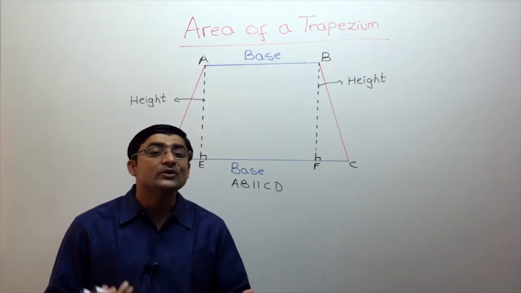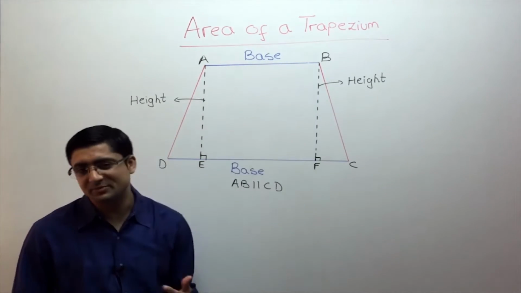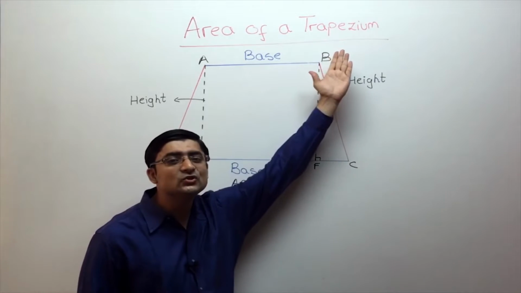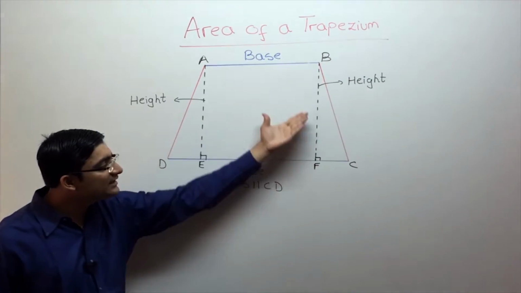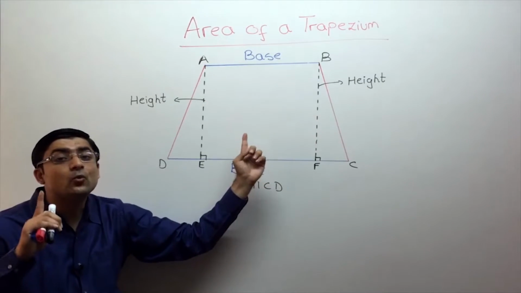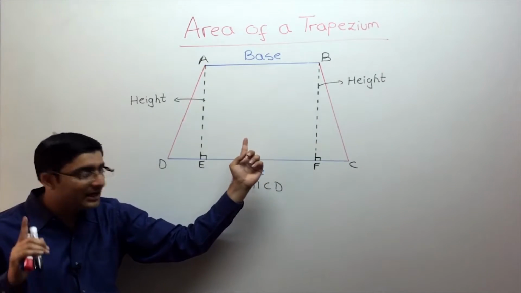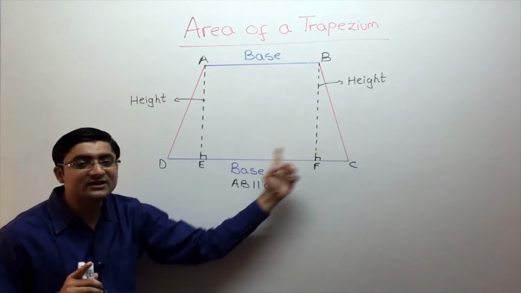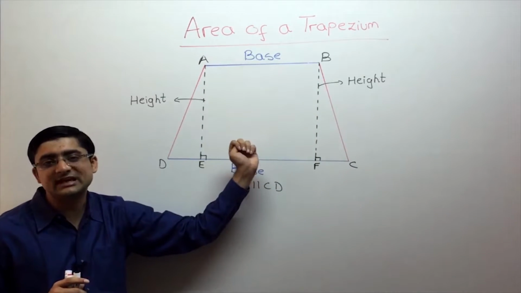So in this video, we're going to learn the concept of area of a trapezium. First of all, what is this new shape, trapezium? This over here is a trapezium. It is basically a four-sided figure in which one pair of opposite sides are parallel. I repeat, it is a four-sided figure in which one pair of opposite sides are parallel.